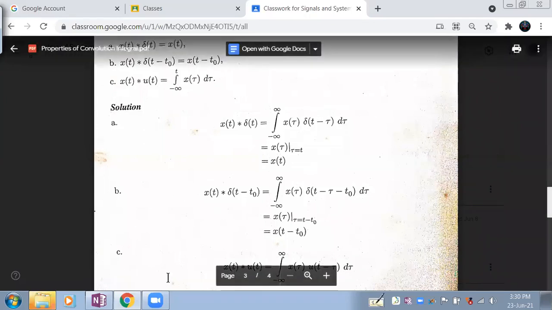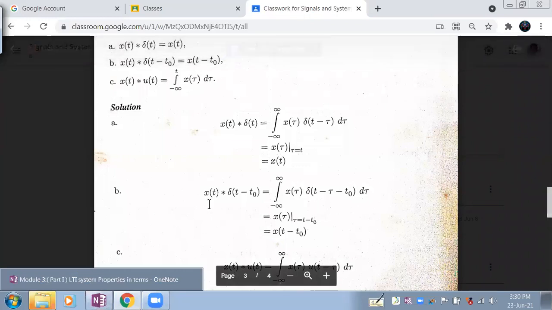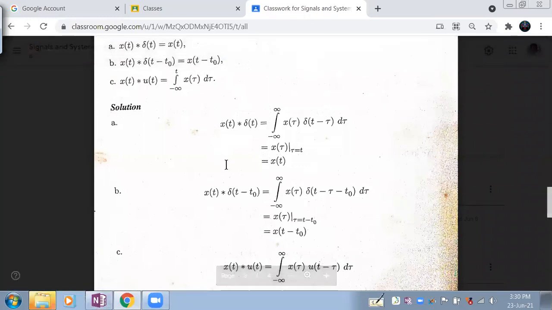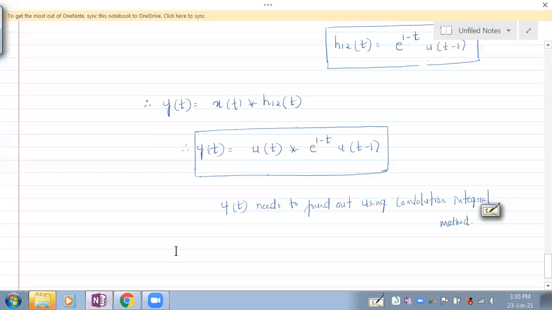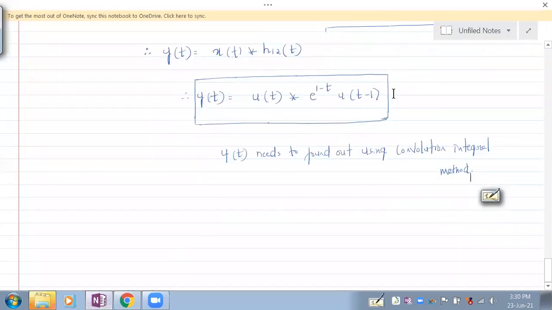So let me just draw that for you. Okay, so what we are seeing is this. Let me just take the whole. I don't think I am able to copy that. So let me just come here. So what they're saying is this.